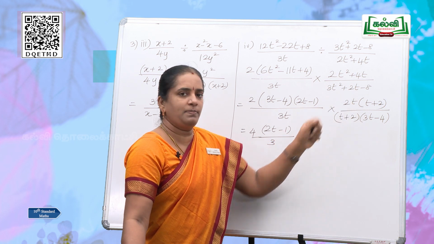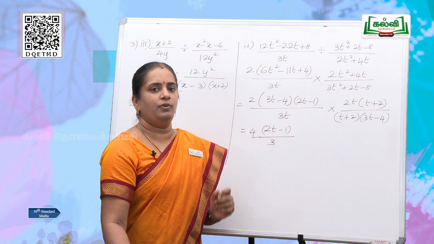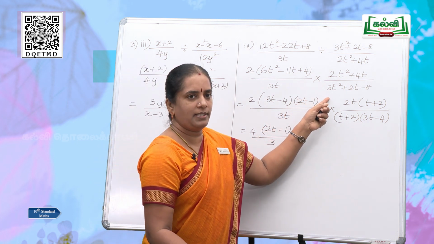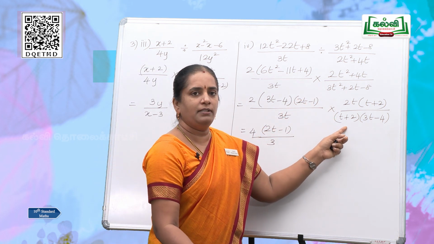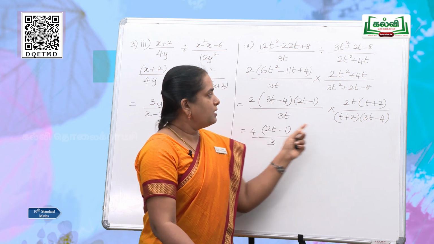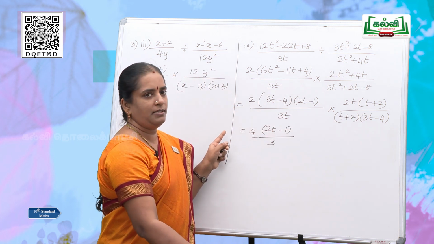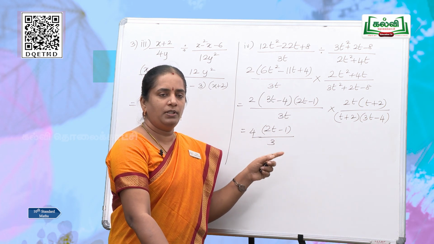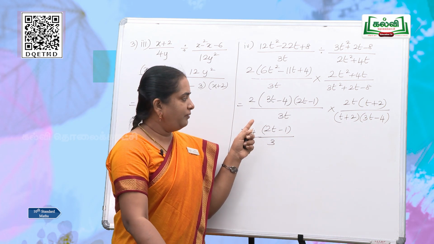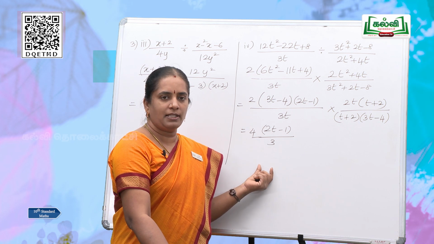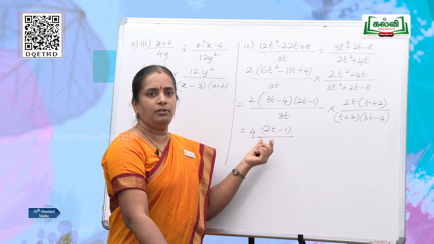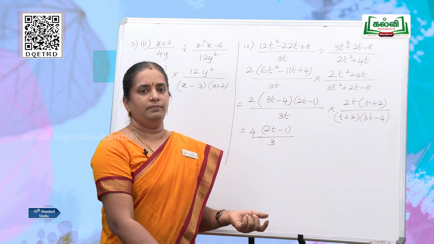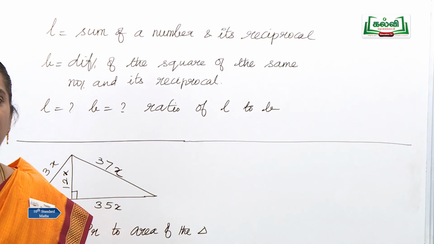The middle term should be split as 6t minus 4t, and we can follow the same procedure and arrive at the factorized form. After having all the factors, we can cancel the common factors from both the numerator and the denominator. We will be getting the final answer as 4 by 3 into 2t minus 1. See, the activity is given in the book.